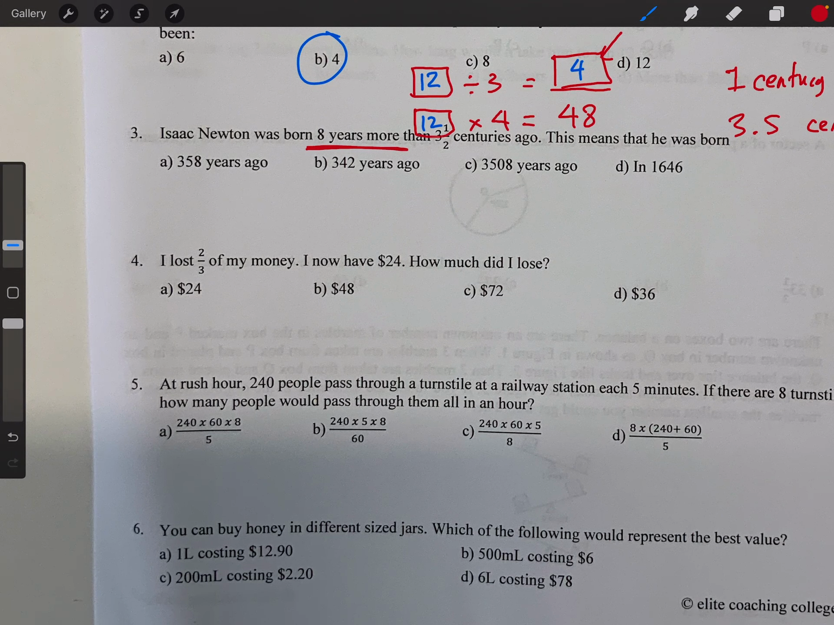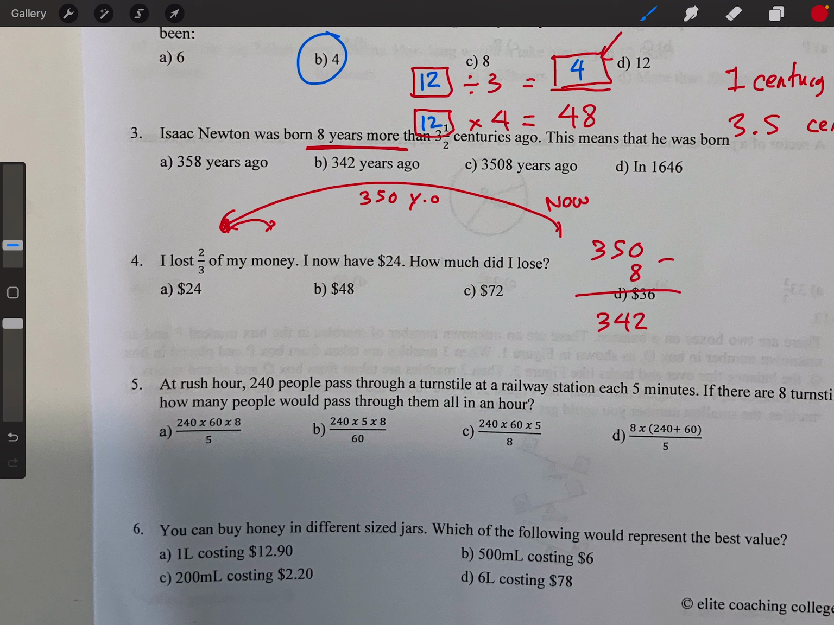So here we are now, 350 years ago. But then it says from that point 8 more years. So you have to go forward 8 years. So 350 minus 8, and you get 342. So from here to here is only 342, because this is 8. This means he was born 342 years ago, which is B.